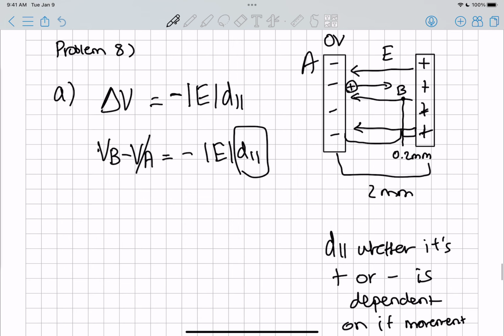So VA, we already said that was 0 because that's the electric potential at that negative plate, and then this is equal to negative times the magnitude of the electric field, which was 2.5 times 10 to the 5th volts per meter, and then times the distance, which was that 1.8 millimeters, right? And that we have to convert to meters and also add a negative sign because it's moving opposite to the electric field. So negative 1.8 times 10 to the negative 3 meters.